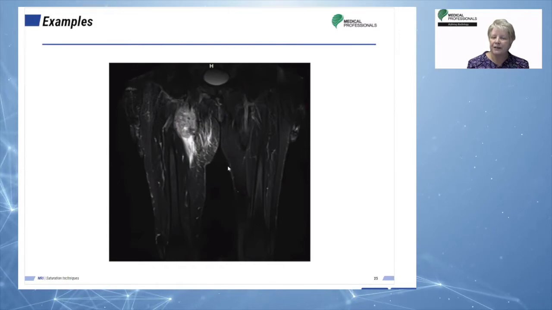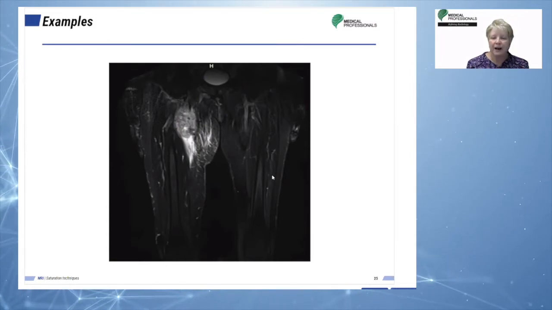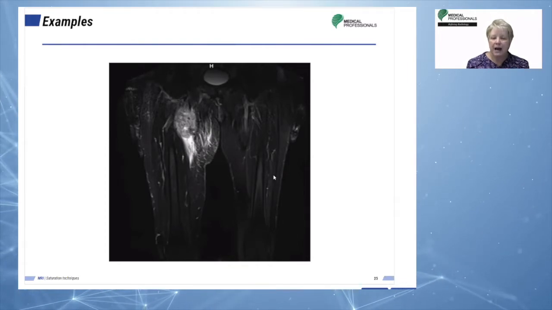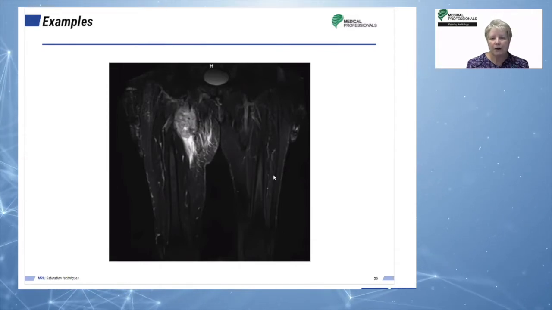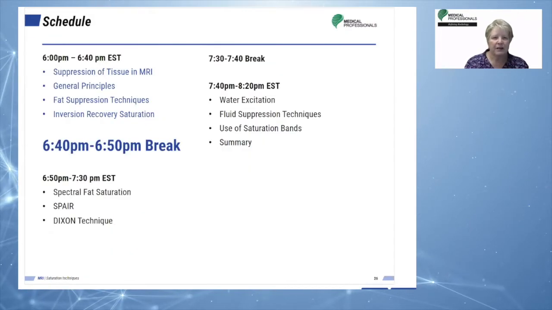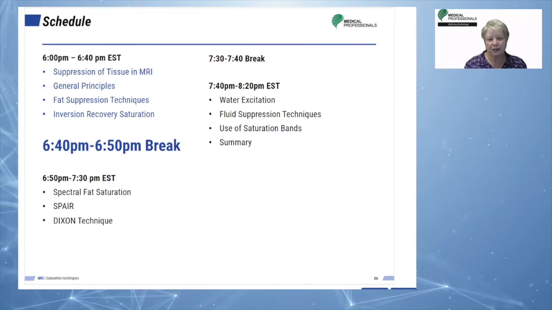Again, consider if this were not fat suppressed, and consider that the thighs typically have a good amount of fatty tissue. This mass would possibly not be seen or not seen as well if it was hidden behind other bright tissue. All right, so the next technique we're going to talk about is spectral fat suppression.